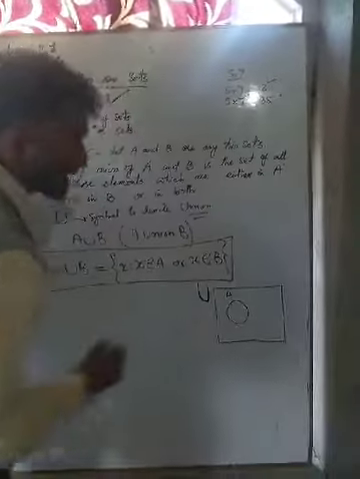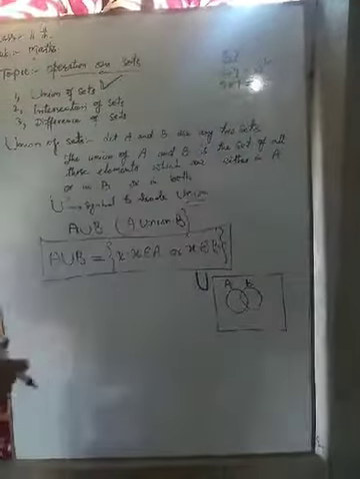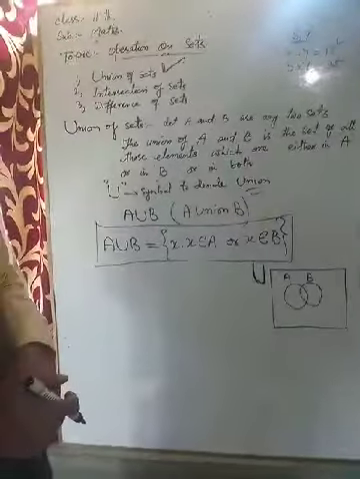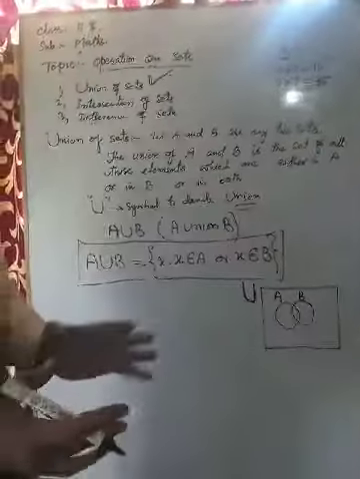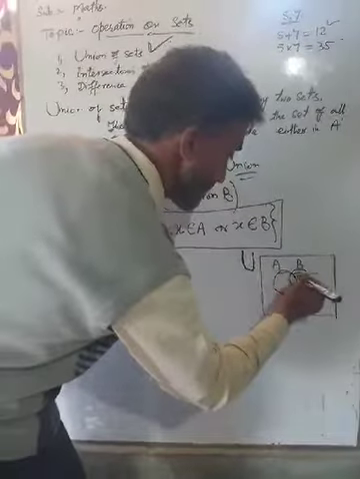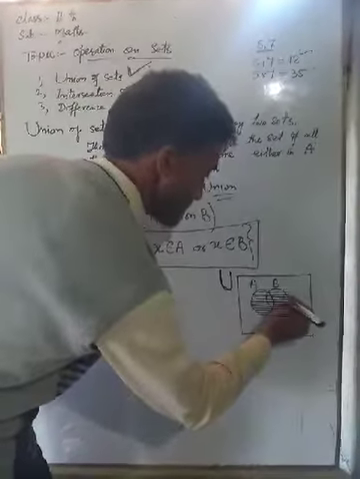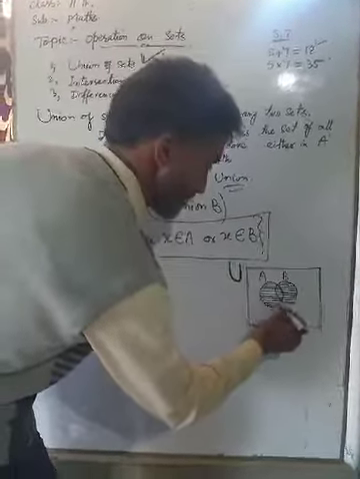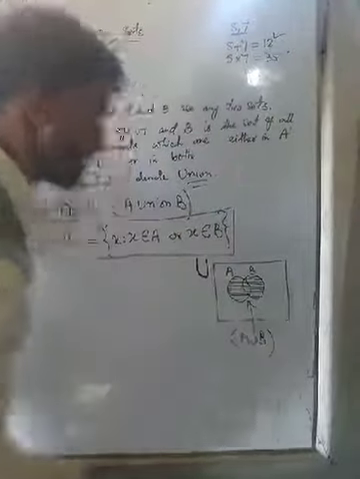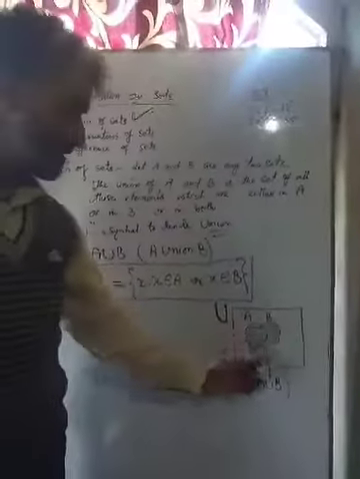This is set A, which is represented by a circle. Set B, another circle. Set A and set B are both subsets of this universal set U. Now A union B, all those elements which are in A or which are in B or which are in both. So we will shade this portion. This shaded portion is known as A union B. This diagram is a visual representation of this definition of A union B.